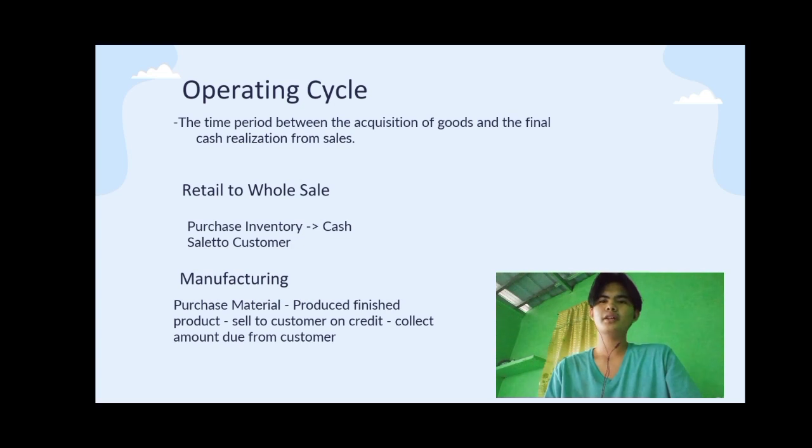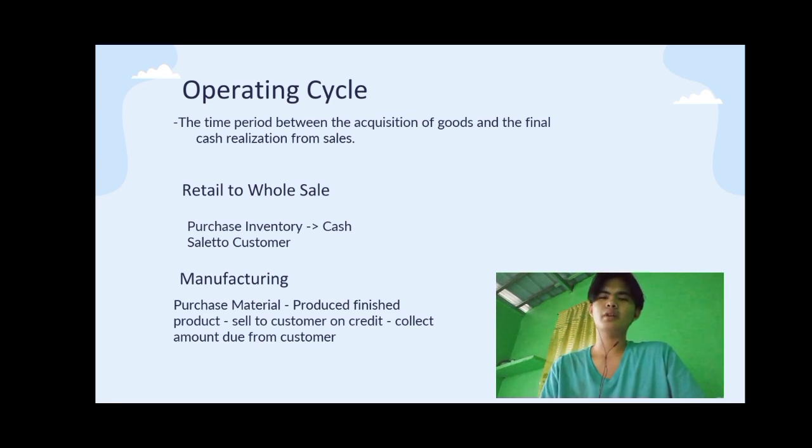The operating cycle for a company is the time period between the acquisition of the goods and the final cash realization resulting from sales and subsequent collection. For example, a food store purchases inventory, then sells the inventory for cash. The relatively short time that the inventory remains an asset of the food store represents a very short operating cycle.